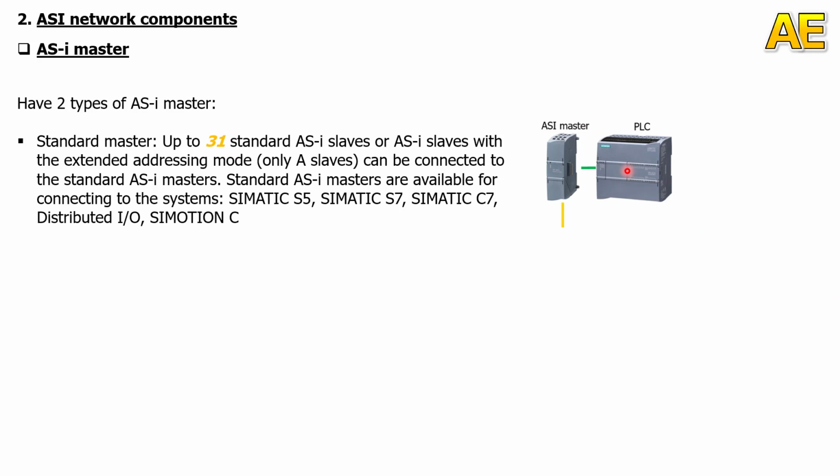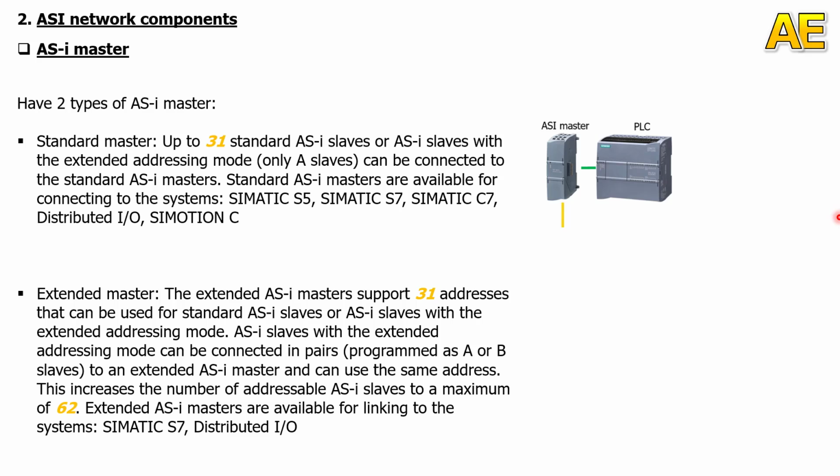And you can see the physical picture here. The second type is the extended master. The extended master supports 31 addresses that can be used for the standard ASI slave or ASI slave with the extended addressing mode.